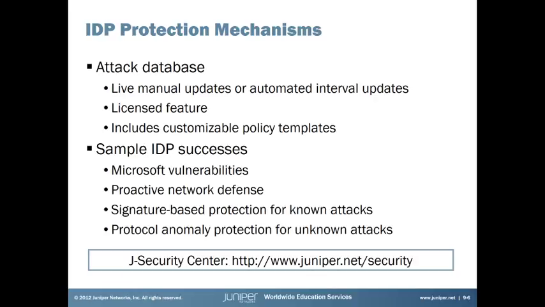Signature-based protection for known attacks, and protocol anomaly protection for unknown attacks. So a little bit like we saw in screen options, where we said, well, if this sequence of things is detected, that's unusual because normal traffic doesn't behave like that. And so if we take the same approach with our IDP, we look at what is normal, and if we detect something that is not part of what normal traffic should do, then we can say, well, that could be an attack. That's likely to be an attack.